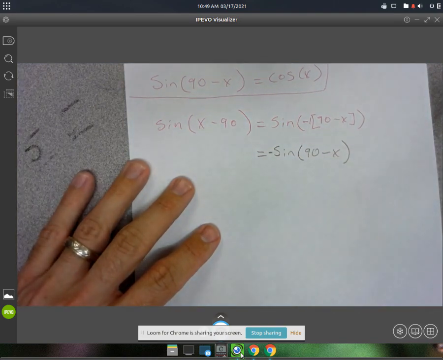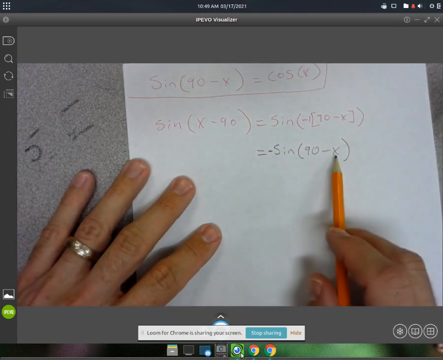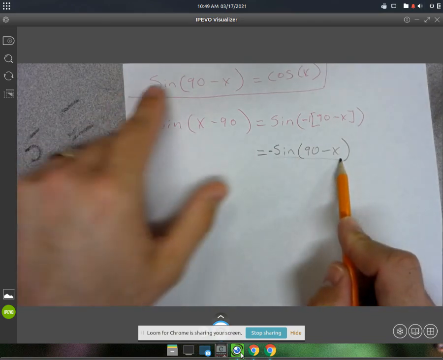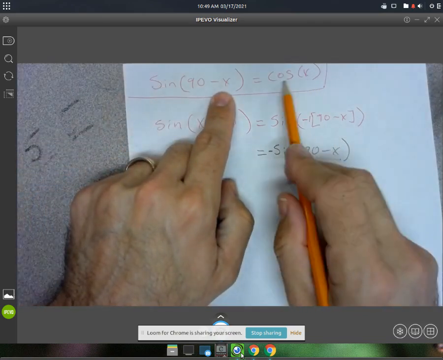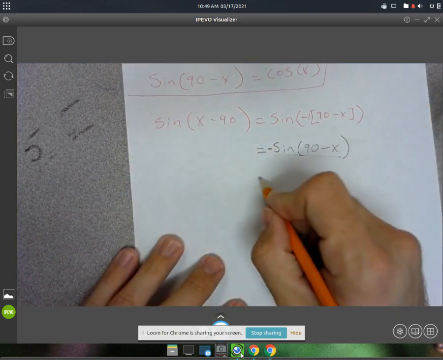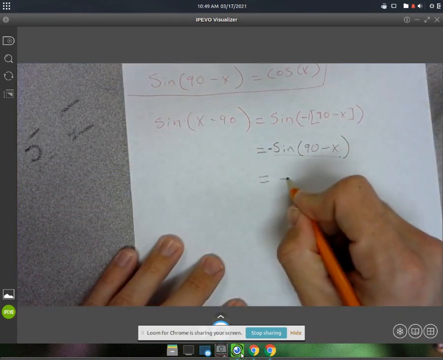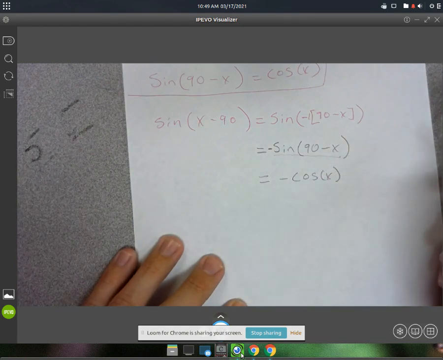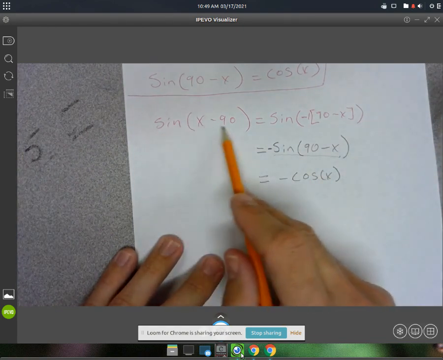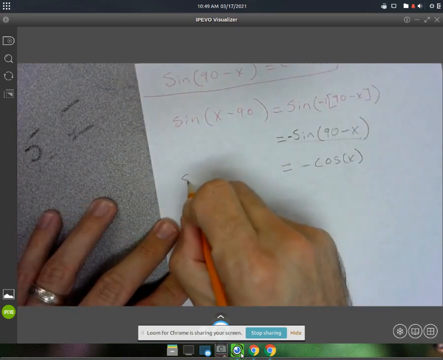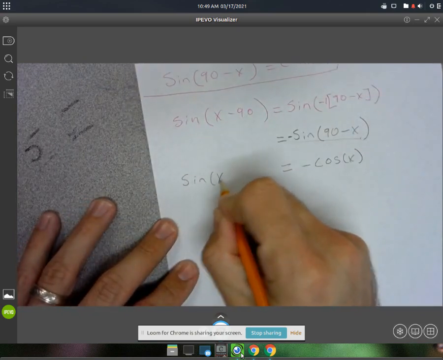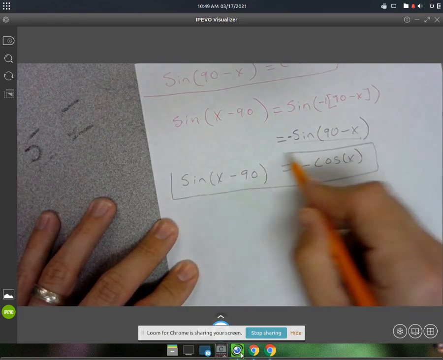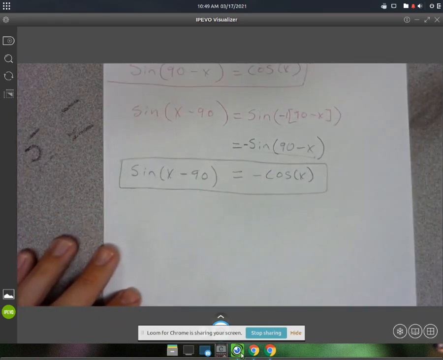Okay? So actually, I've seen this before. Sine of 90 minus x is equal to cosine of x. So I could rewrite this as negative cosine of x. And that's what sine of x minus 90 is. Sine of x minus 90 is equal to negative cosine of x.